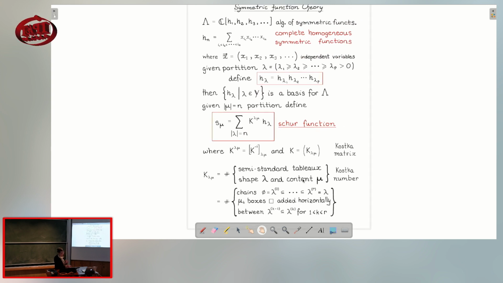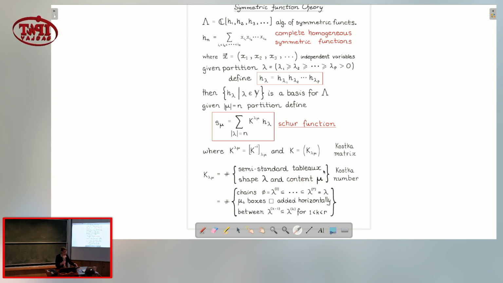So the Schur functions will be particular combinations of these h's, and the k upper lambda mu here are, if you like, the inverse Kostka numbers. They're matrix entries of the inverse Kostka matrix, where k is the matrix. This is a matrix whose rows and columns are indexed by partitions of a fixed size, and the Kostka numbers k lambda mu, in the language of tableaux, are semi-standard tableaux of shape lambda and content mu.